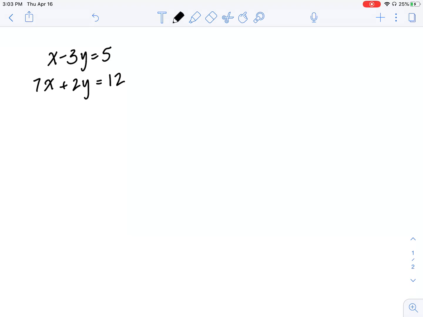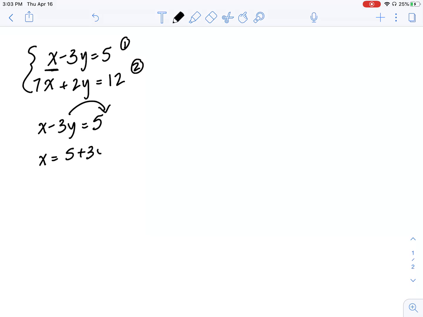So we need to use the substitution method to solve this linear equation. Let's start off by calling this equation 1 and equation 2 to give us our system. Let's go ahead and isolate x in equation 1. So x minus 3y equals 5. To isolate for x, we're going to move the minus 3y over to give us x equals 5 plus 3y.